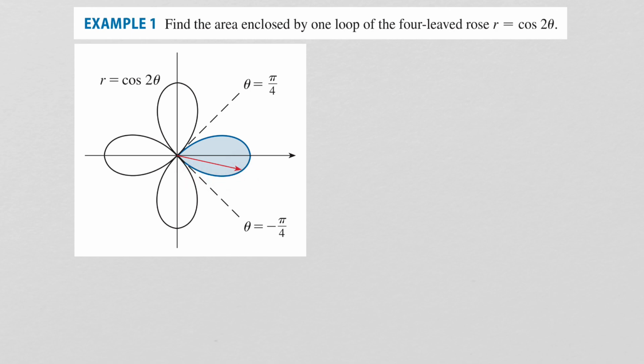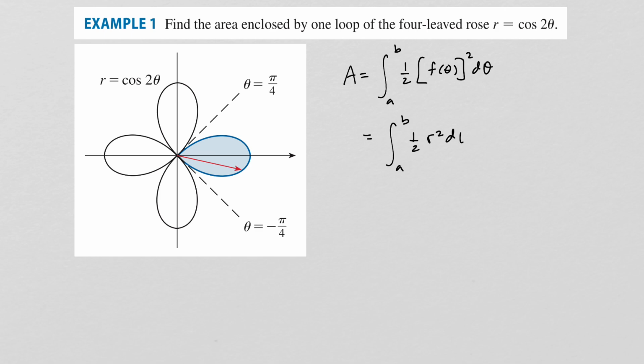Now, the most challenging part of finding the area is finding the limits of integration. So we know the area is going to be the integral from a to b of 1/2 f of theta quantity squared times d theta, or we can say the integral from a to b of 1/2 r squared d theta. And in this case, we know that r is cosine of 2 theta. So it's simply the integral from a to b of 1/2 cosine of 2 theta quantity squared d theta. But the big question is, what are the limits of integration? Where do we start and where do we end?